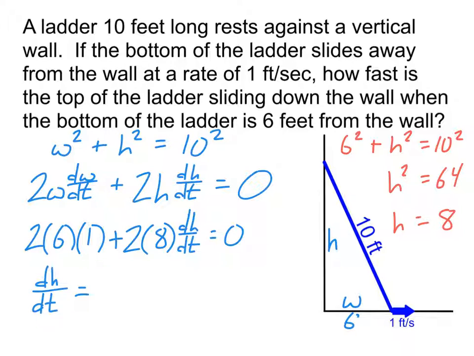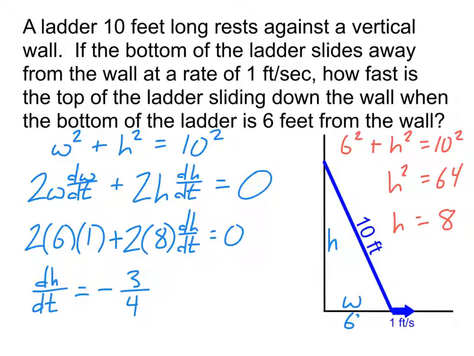All right, so to solve that, it looks like we got a 12 plus 16 dh over dt, so I subtract 12 from both sides and divide by 16. 12 over 16 reduces to be 3/4. Notice we did subtract to get there, so it's a negative 3/4.